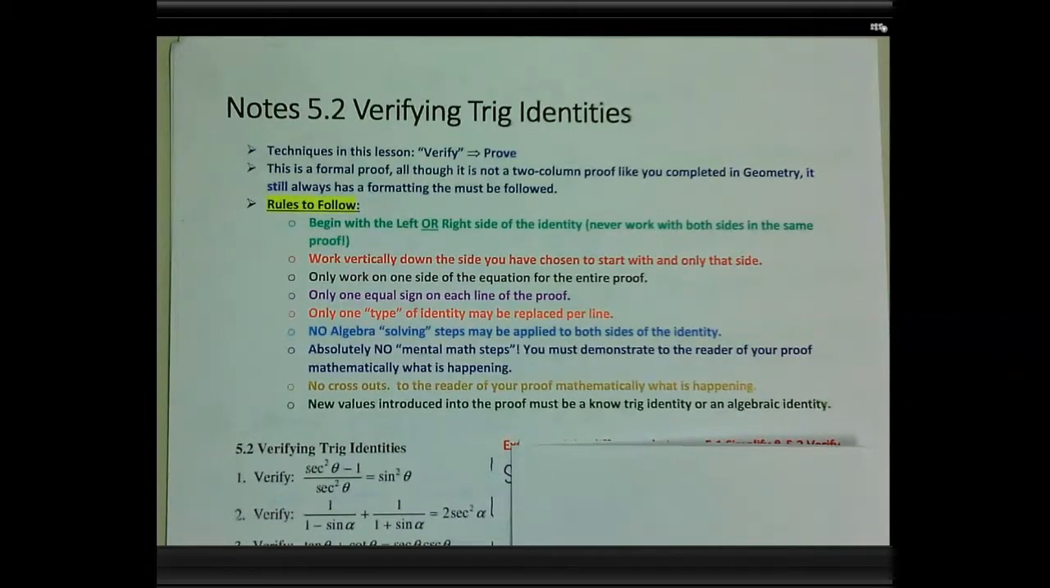However, you cannot do algebra steps when you're solving. You again must follow the same patterns that you did last time: replace with a known trig identity or an algebraic identity. Absolutely no mental math steps on this one. So you can't cross out like you could when you simplify. You can't just know something's happening. You've got to demonstrate that it's happening. So those are the things there.